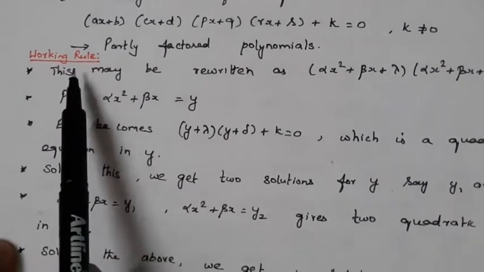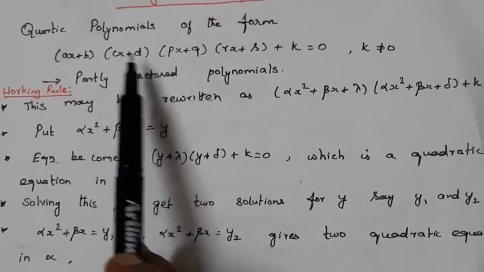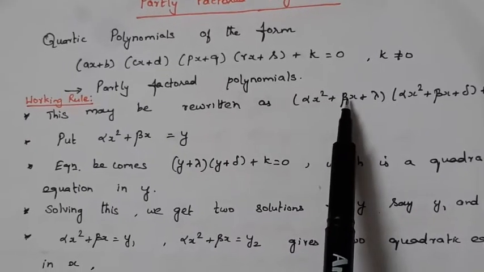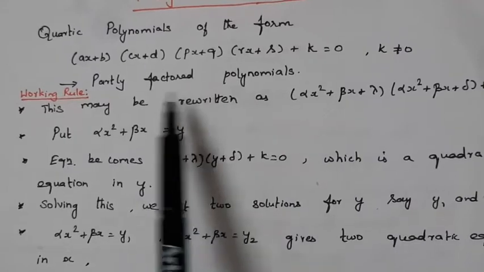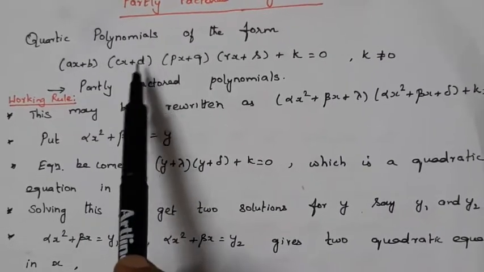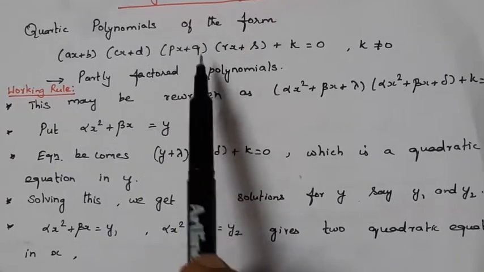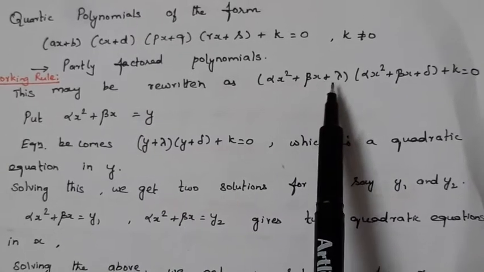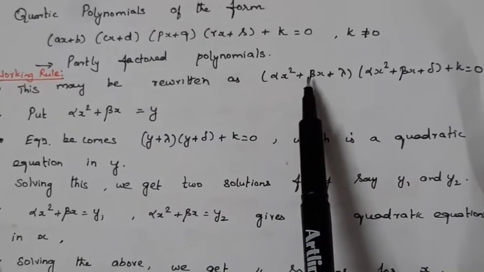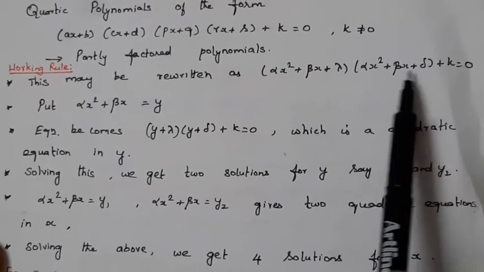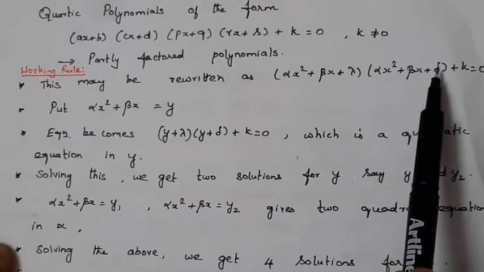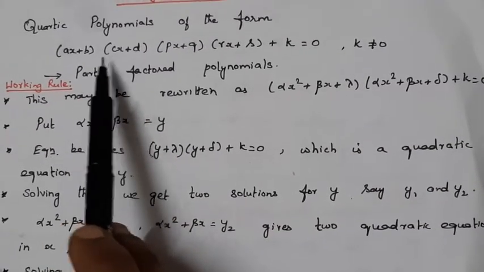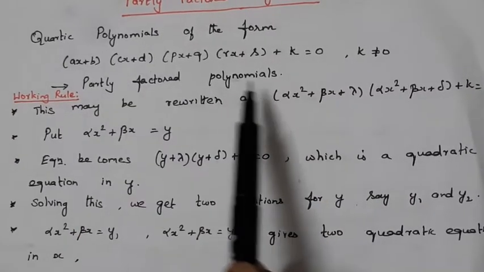Now, what would be the working rule? When you multiply any two factors, then for this polynomial, the coefficient of x squared and coefficient of x would be the same. So by multiplying properly, by taking any two factors, we can rewrite this equation in such a form, that is (alpha x squared plus beta x plus lambda), with the same coefficient of x squared and coefficient of x, and therefore the other factor would be (alpha x squared plus beta x plus some other constant delta) plus k equal to 0. Okay, so by taking the proper product, we get the equation in this form.